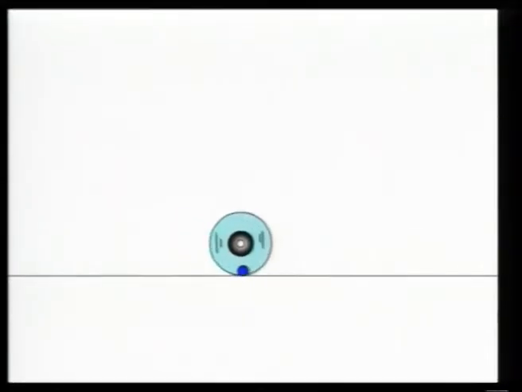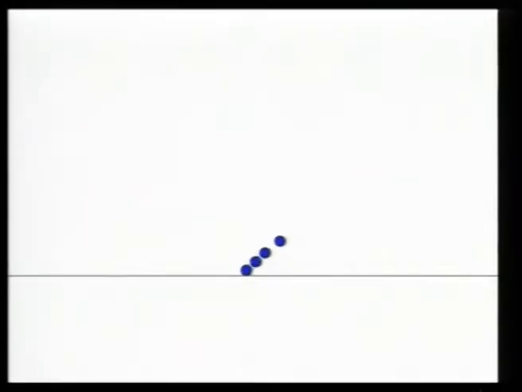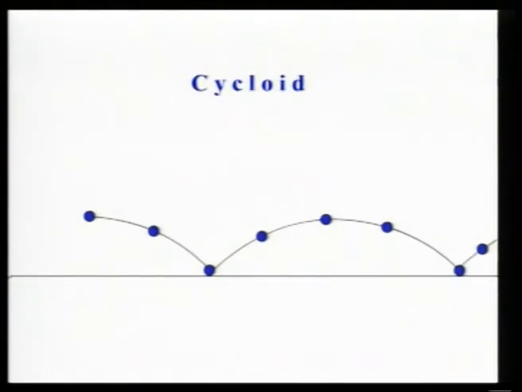If you roll a disc along a straight line, then any point on the circumference will move like this. This curve is known as a cycloid. To see that this is so, let us rewrite this equation.